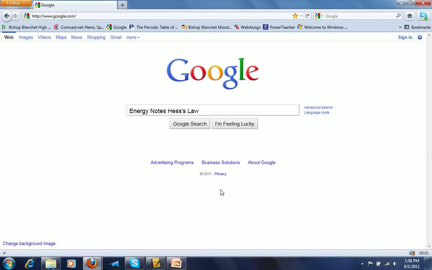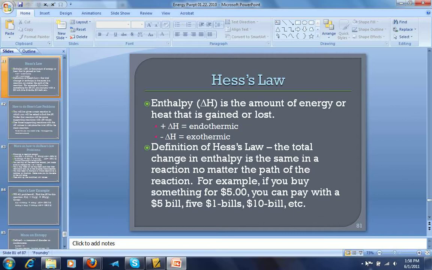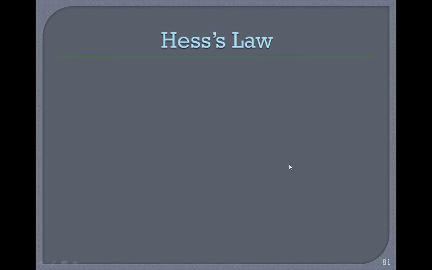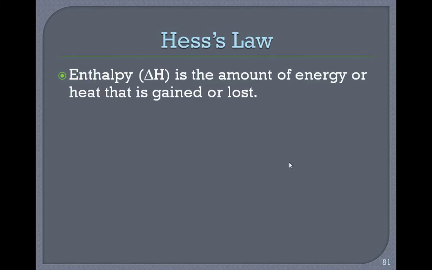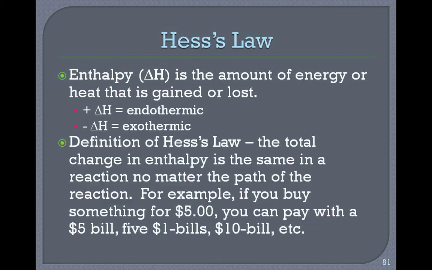These notes are for the end of the energy unit, and they are about Hess's law. Enthalpy, which is delta H, is the amount of energy or heat that is gained or lost. A positive H is endothermic, a negative H is exothermic.